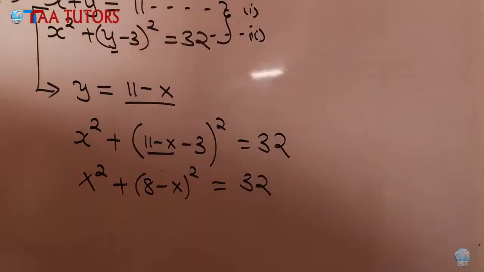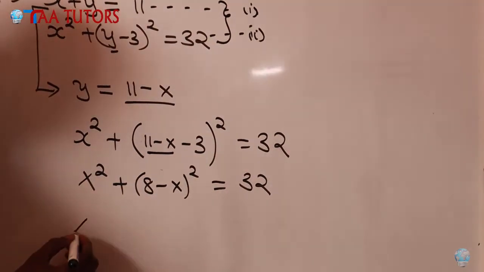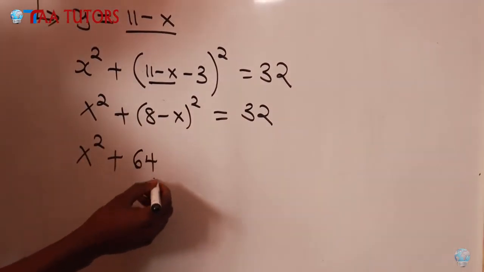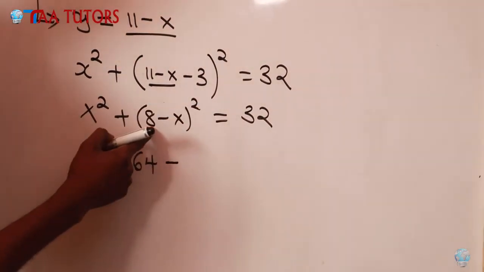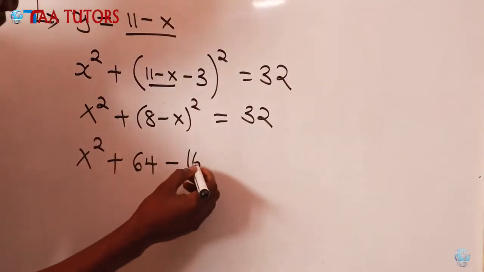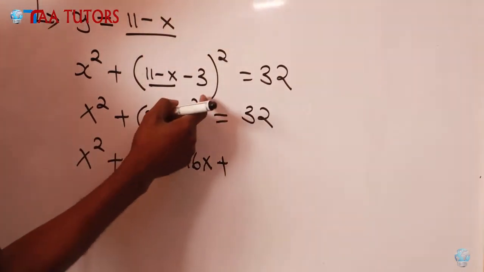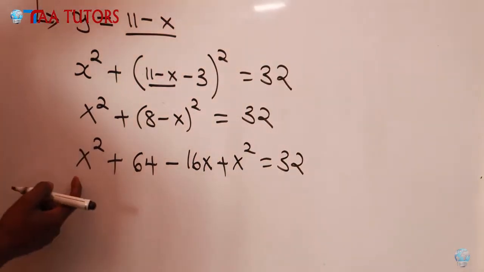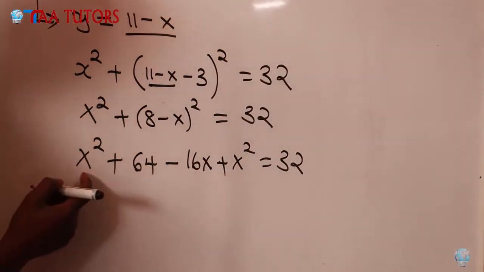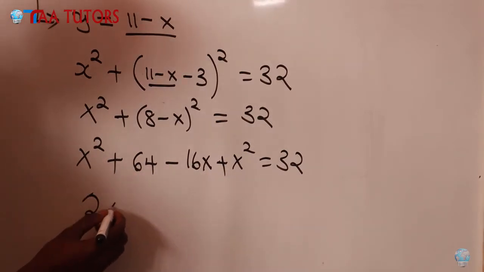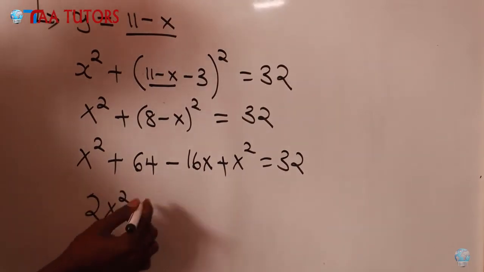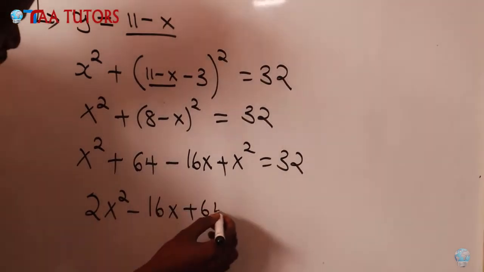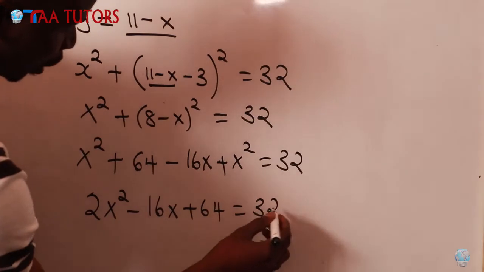Now after that, what I do is expand, open the bracket, and I'll use the quadratic identity. 8 squared is 64, minus 2 times 8 times x is 16x, plus x squared equals 32. What I do here is collect like terms. x squared plus x squared is 2x squared, minus 16x, plus 64 equals 32.